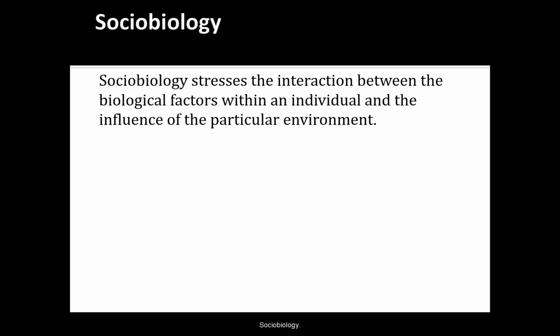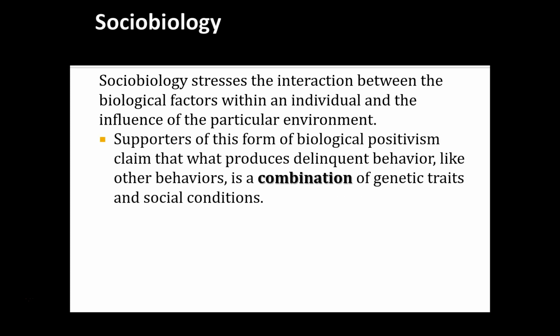But sociobiology stresses the interaction between the biological factors. So now we're looking at genetic predisposition, those factors, within an individual and the influence of a particular environment. So now we're combining the two. So now there's thought that genetic predisposition is just as, if not more than, but just as effectual or can be shown as a causation as one's environment, how they grew up, what other influence took place. So supporters of this form of biological positivism claim that what produces delinquent behavior, like other behaviors, is a combination.